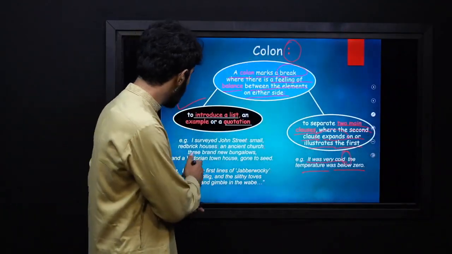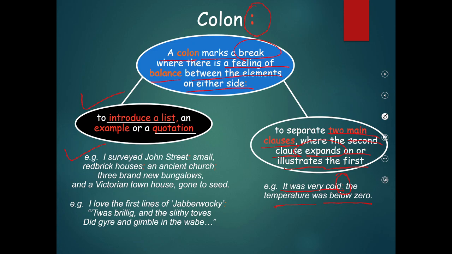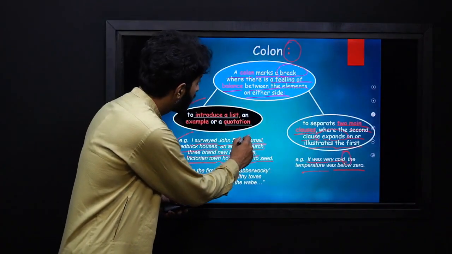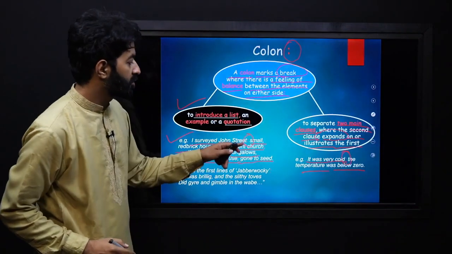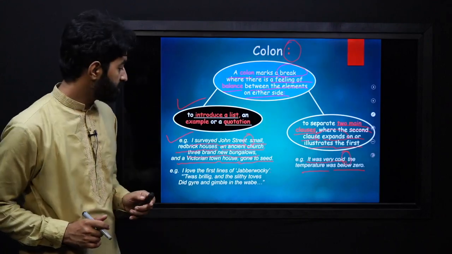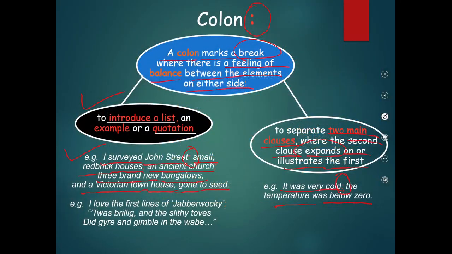Here as well, if you read this example: I surveyed John Street: small red brick houses, an ancient church, 3 brand new bungalows, and a Victorian townhouse gone to seed. Here we also use this colon to separate the two clauses. We also have another example for you to read.